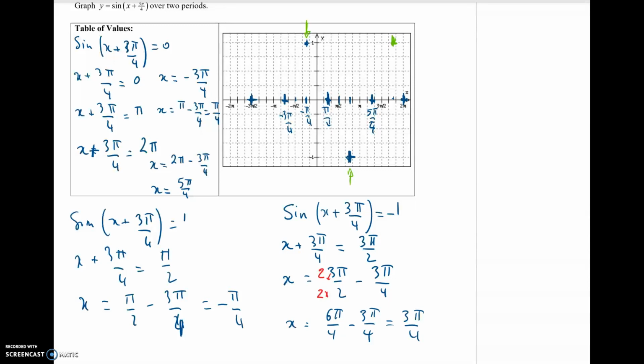Same thing on the other side. You have a minus pi/4. Then you're going to the left for a half period of 4 pi/4: 1 pi/4, 2 pi/4, 3 pi/4, 4 pi/4. Okay, so we got minus pi/4, 1 pi/4, 2 pi/4, 3 pi/4, 4 pi/4 is right here.